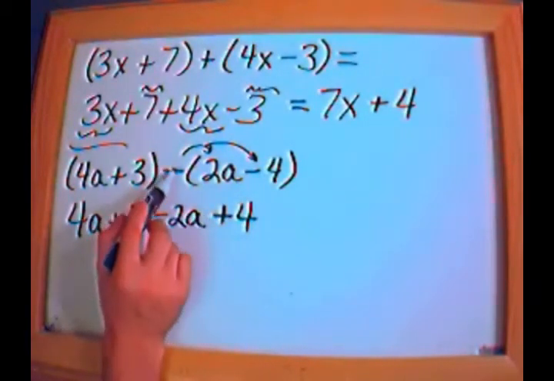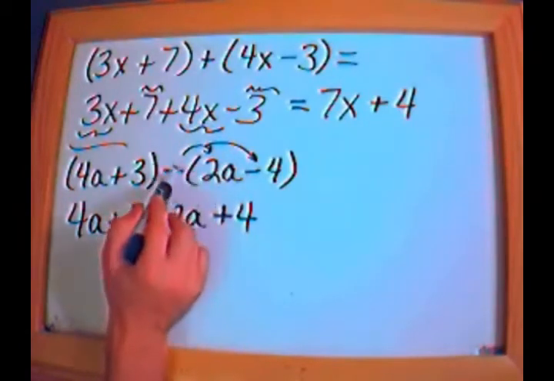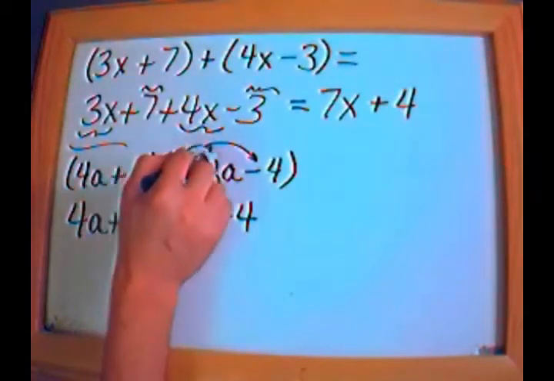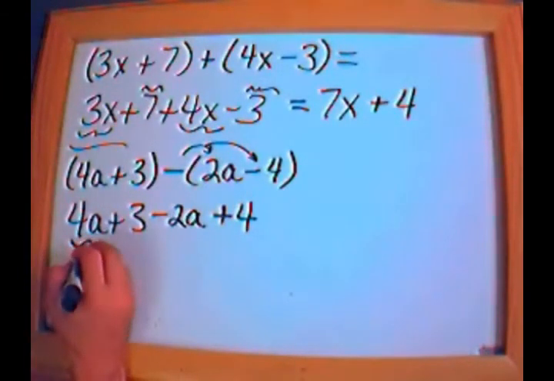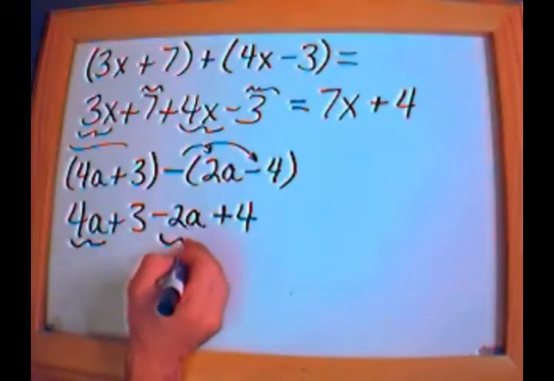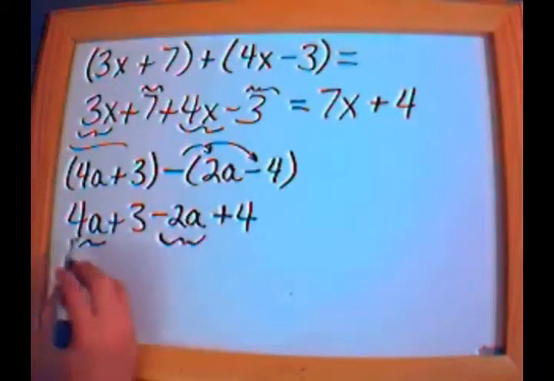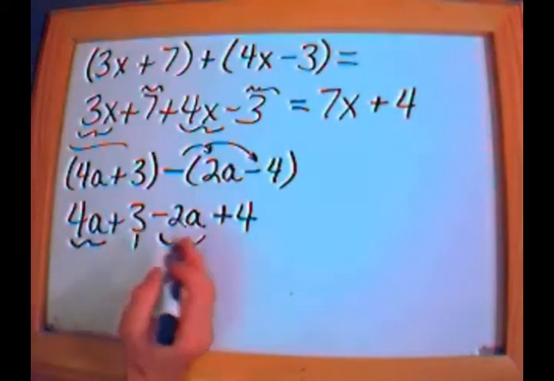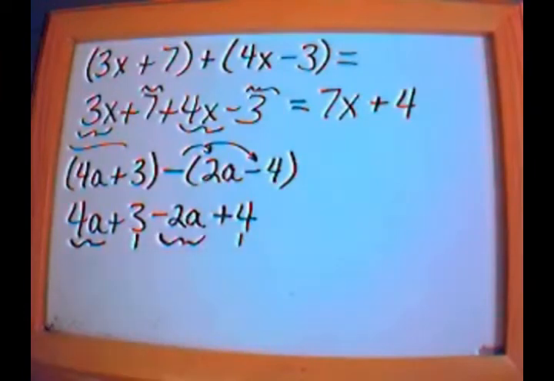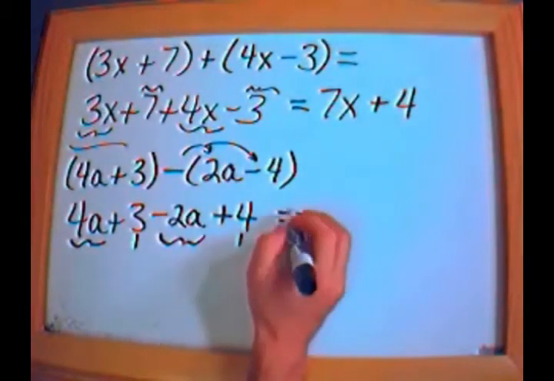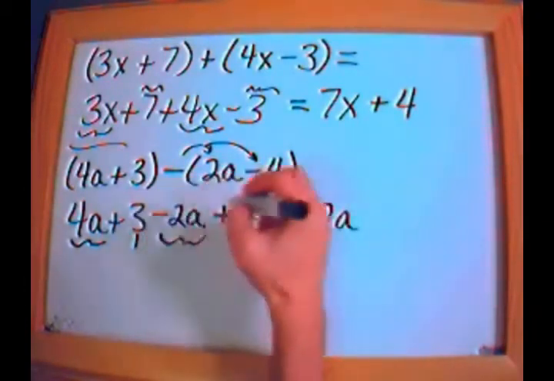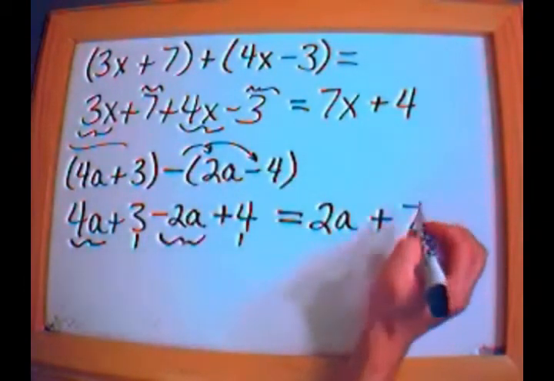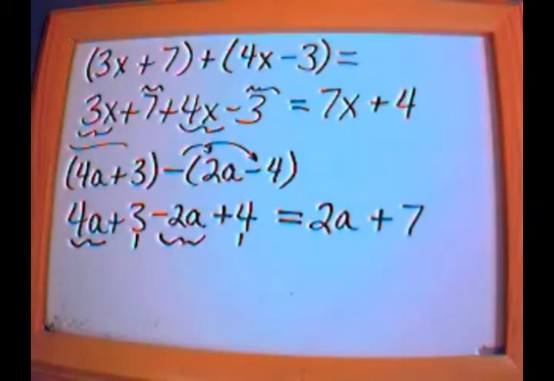That's crucial. You need to make sure you realize that when there's a negative out front of parentheses, you have to treat it as a distributive thing and distribute the negative 1 in. Now, 4a is a like term with negative 2a. These can be added because the variables are the same. And of course, 3 can be added with 4 because they're numbers. So 4a minus 2a is 2a, and 3 plus 4 is positive 7. The answer is 2a plus 7.